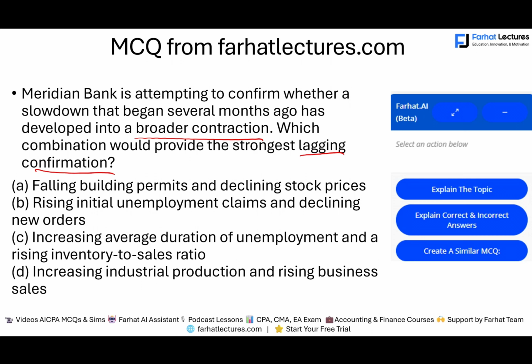So here you're looking to figure out, do we have lagging indicators to confirm that we have a broader contraction? The economy is not expanding, it's contracting. A, falling building permits and declining stock prices. Well, falling building permits is bad news, but building permits is a leading indicator. It's not a lagging indicator. We start with falling building permits, then things will follow. A is out.